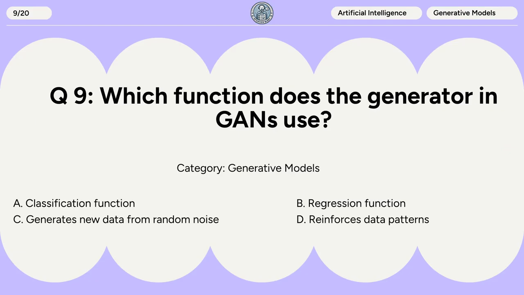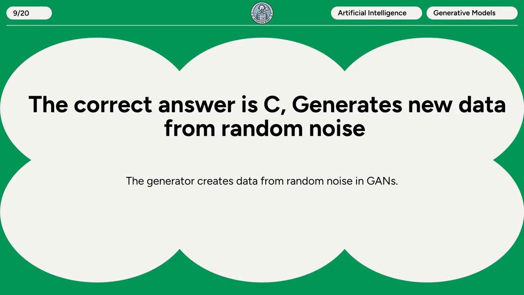Question 9. Which function does the generator in GANs use? A. Classification function. B. Regression function. C. Generates new data from random noise. D. Reinforces data patterns. The correct answer is C. Generates new data from random noise. The generator creates data from random noise in GANs.